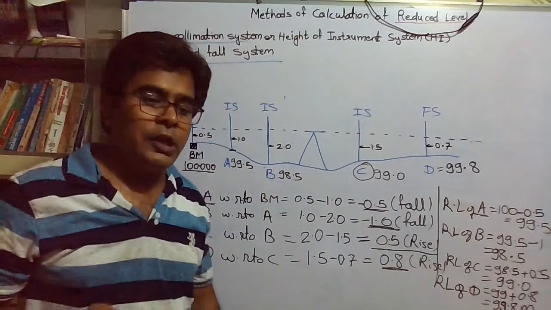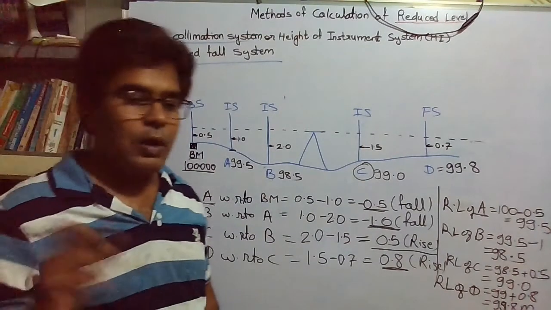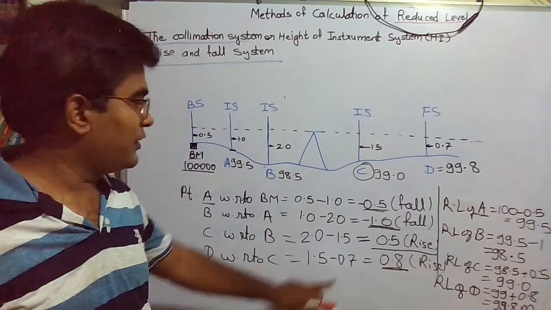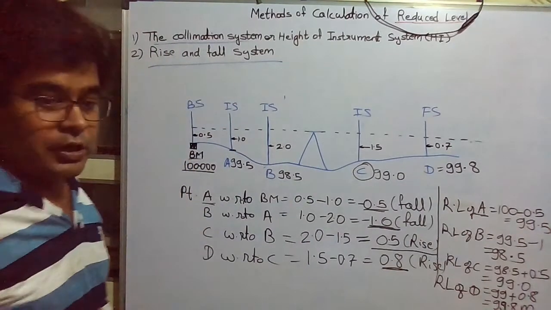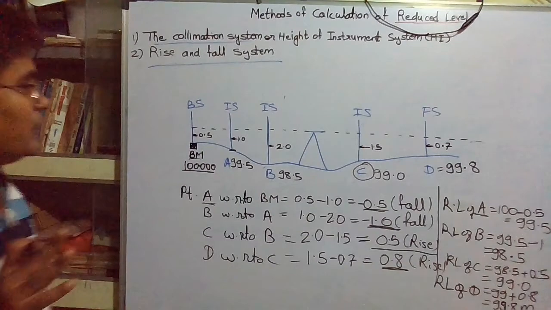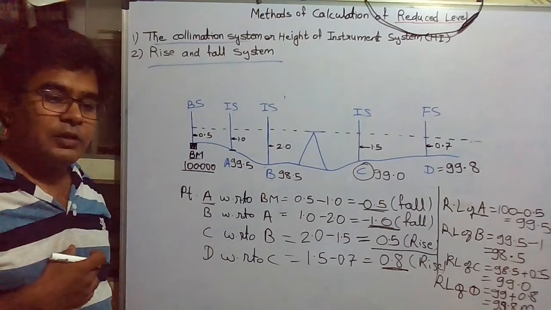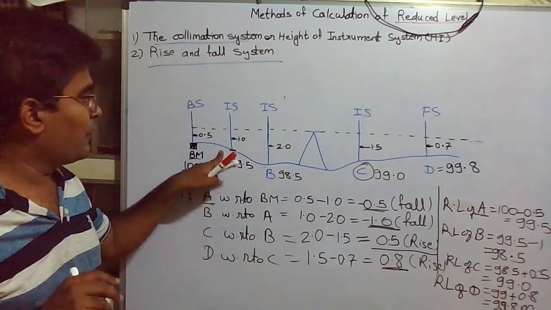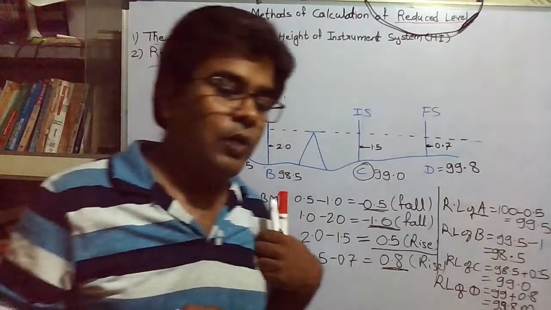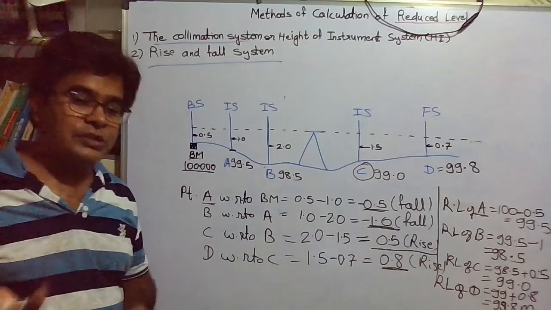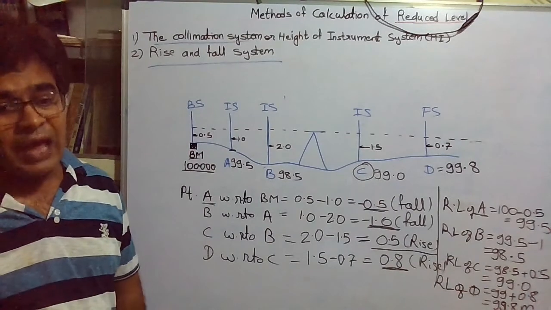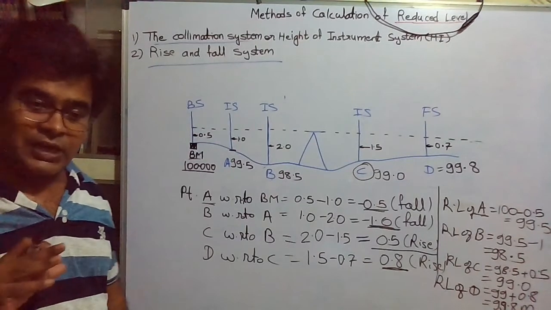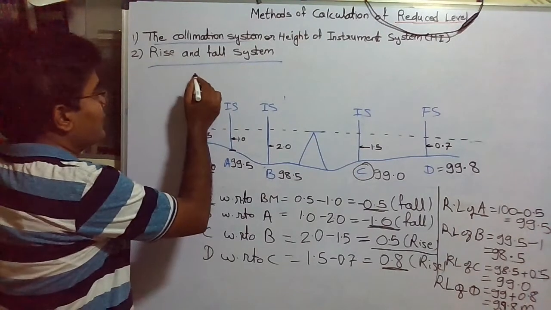Okay, so what we have done? Based on rise or fall, we have to add or subtract to get the RL of the next point. This is the rise and fall system. Here, one thing is there. In the rise and fall method, there are 3 checks we get on the RLs of points. Whatever calculations we have done to find out the RL of different points A, B, C, D, is our calculation right or wrong? To check that, there is an arithmetic check here. What is that check?